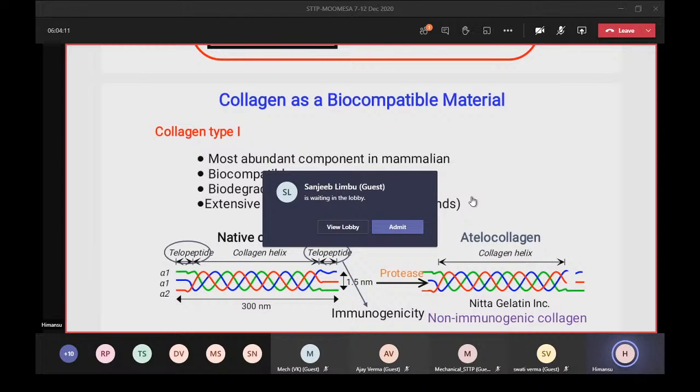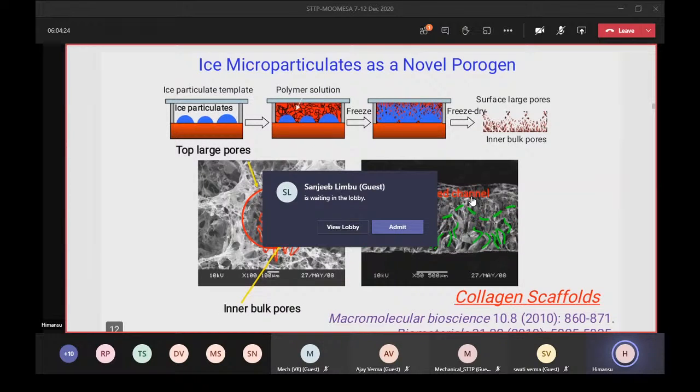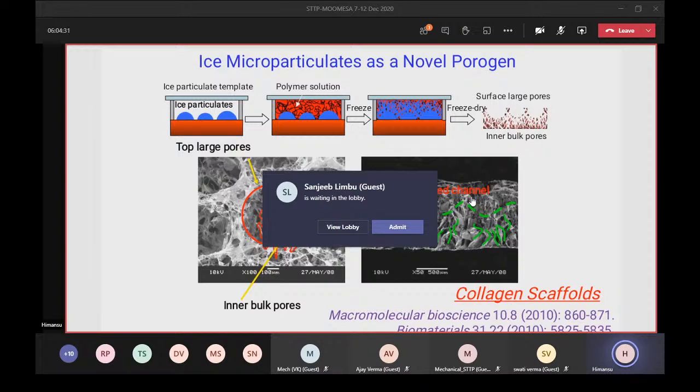So let us come to the fabrication. This is most important from our perspective: how to create a porous structure. Of course there are many means. What we are specialized in is using ice particulates as a novel porogen. How is this used? Ice particulates are non-toxic, first point. They can be directly sublimated, for example ice can be sublimated directly to gas. That means they can leave behind the pores.